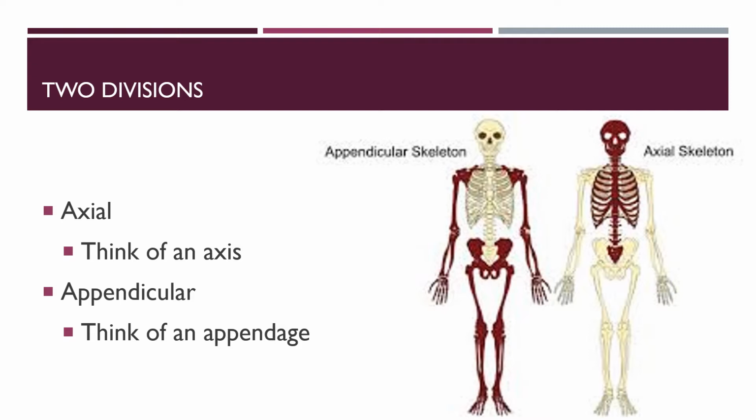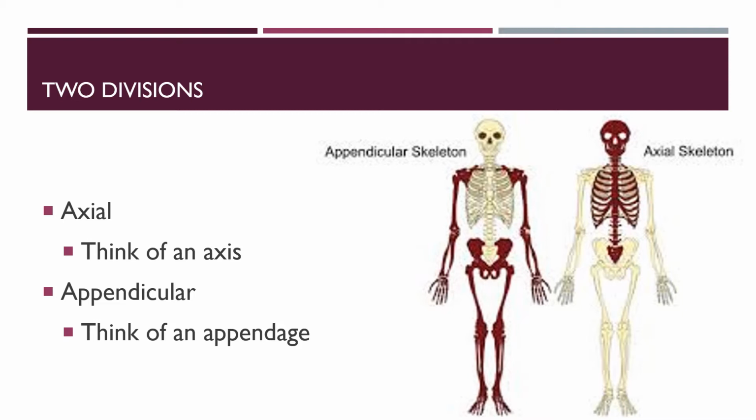Now, when you hear the word axial, I want you to think of the word axis. An axis is something through which other things revolve around. For example, you might remember the Earth has an axis, that it spins around. So it has a central point, a central line that it turns around. So the axial bones are those in the center of the body.